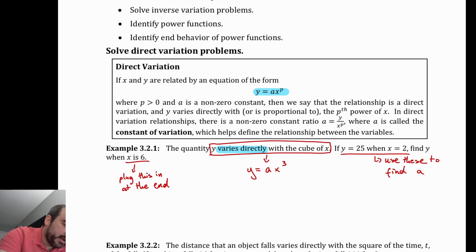So what does that look like? That looks like you start with this. You start with y equals ax cubed. We plug in the 25 and the 2. So 25 equals a times 2 cubed. Right, so 2 cubed is 8. So we get 8a here. And then we divide both sides by 8 to figure out what a is. So we use the 25 and the 2 to find a, which in this case is 25 over 8.